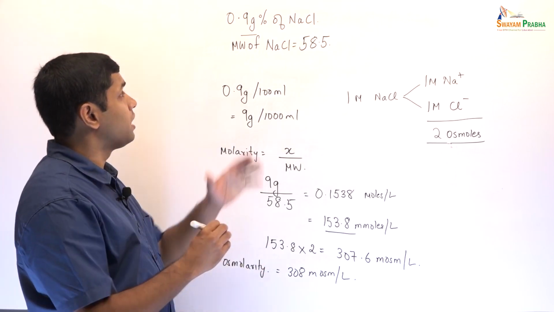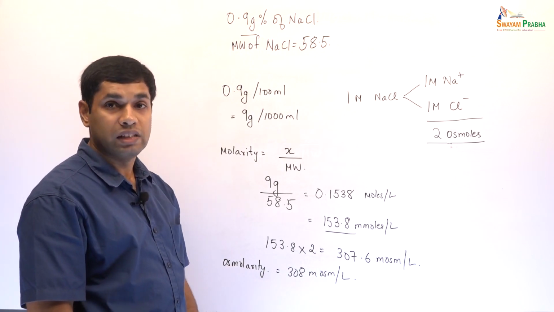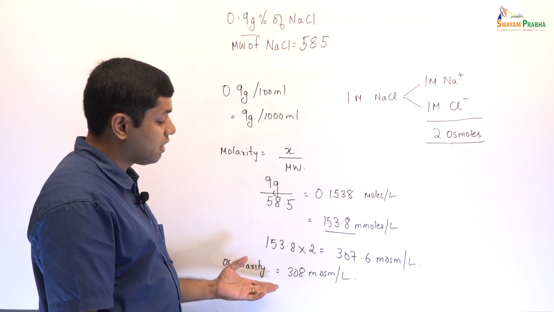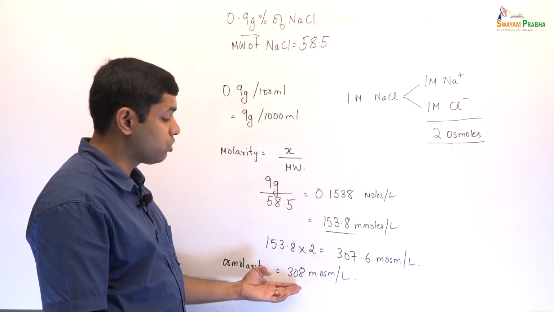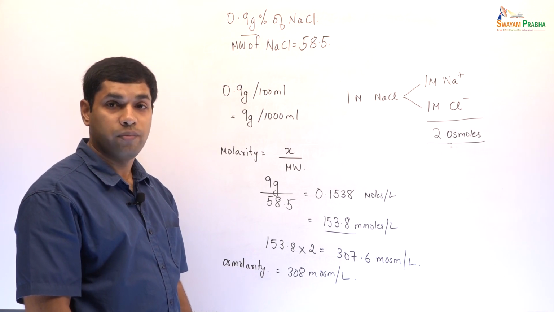Now this 0.9 gram percent solution of sodium chloride is sometimes called normal saline, and so normal saline has an osmolarity of about 308 milliosmoles per liter, which is very close to the osmolarity of plasma.